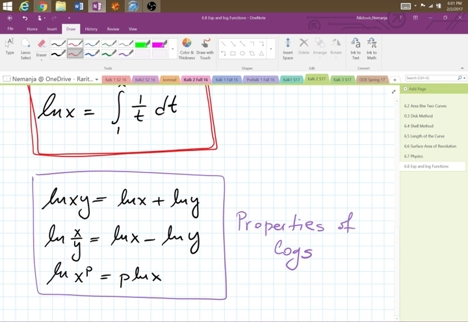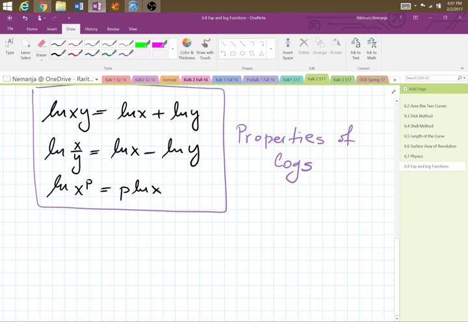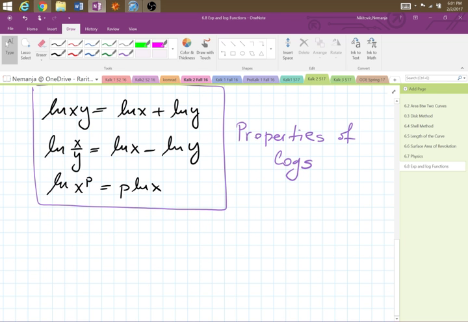And the one on top was the definition of a logarithmic function. So those are the basic properties. Now let's take a look at what's happening in terms of derivatives and integrals.